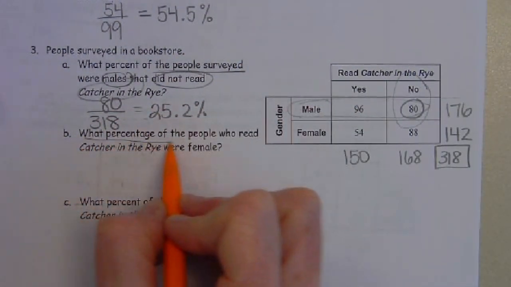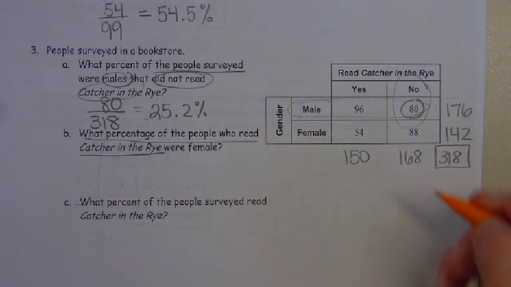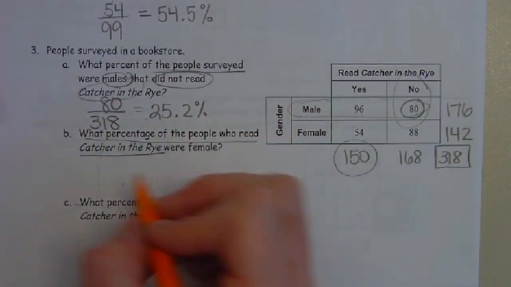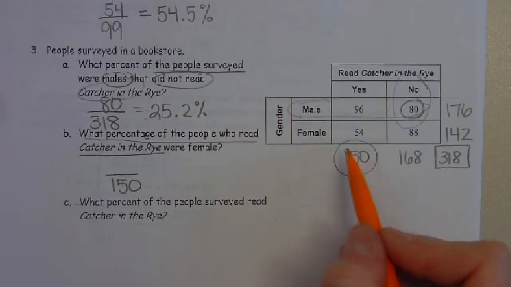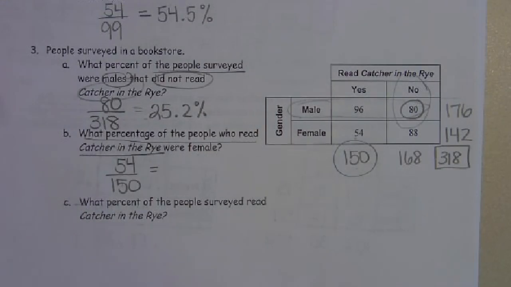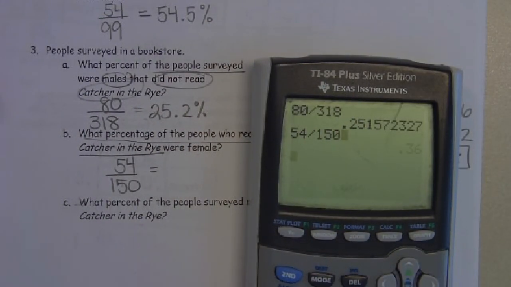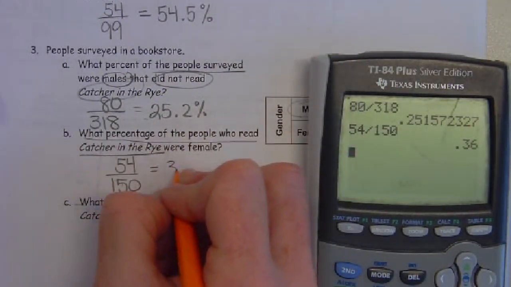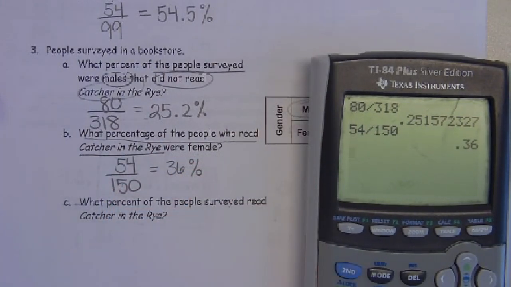Next question, what percent of the people who read Catcher in the Rye were female? So my total number of people who actually read the book are 150, and then females were 54. So I'm going to take 54 and divide it by 150. I get 0.36, which is 36%.